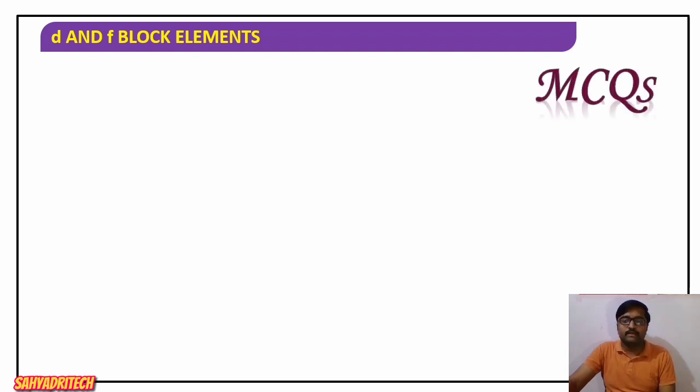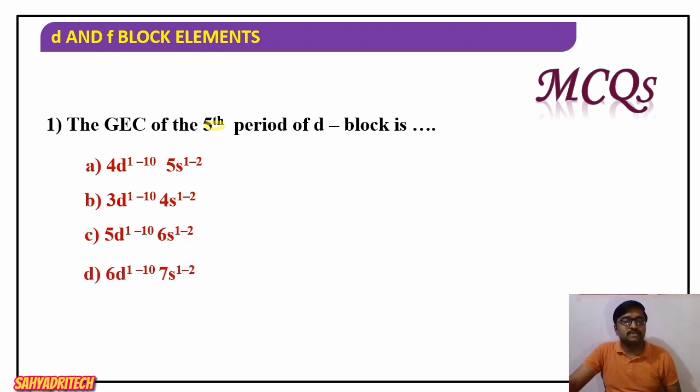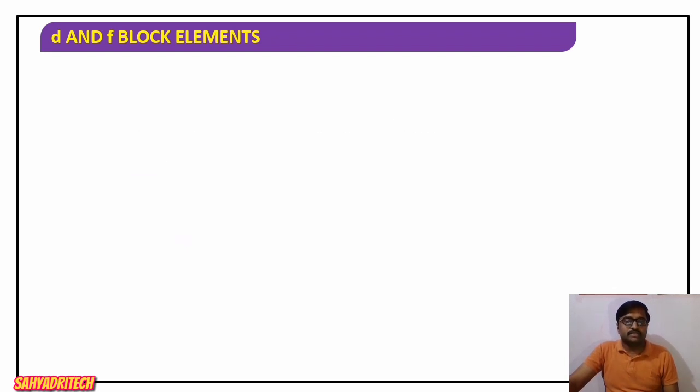Well, now coming to the MCQs. The first one: the general electron configuration of fifth period d block elements. The options are 4d 1 to 10, 5s 1 to 2; 3d 1 to 10, 4s 1 to 2; 5d 1 to 10, 6s 1 to 2; and the last option 6d 1 to 10, 7s 1 to 2. They are saying fifth period, so fifth period is 4d. So 4d 1 to 10, 5s 1 to 2 is the right choice.